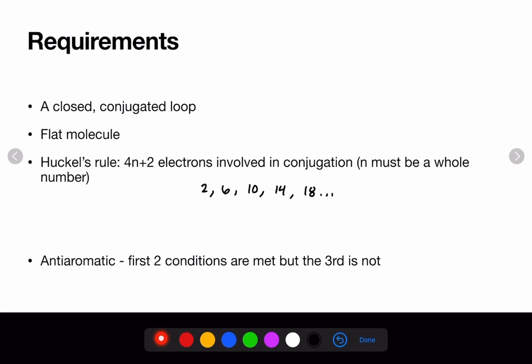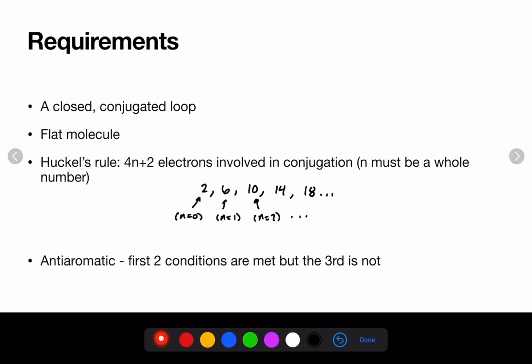The reason we get this sequence is because 2 we get from 4n plus 2 when n equals 0, 6 is when n equals 1, 10 is when n equals 2, and so on. If the number of conjugated pi electrons that's delocalized within that loop does not fall somewhere in this sequence, the molecule is not aromatic. There are 3 classes of molecules.